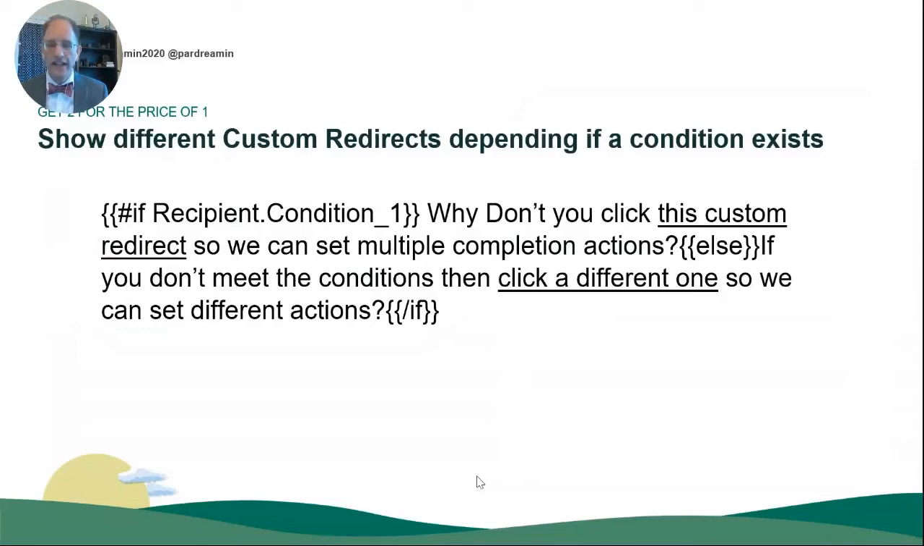So in other words, you can get out of the same piece of content, you can show one custom redirect or another, and get different kinds of completion actions depending on what your field of interest was. So they would click it if their condition was populated. It would give them one option, and if it wasn't, it'd give them another option. So this is a way that you can use that kind of logic to get different custom redirect actions out of the same piece of displayed content.